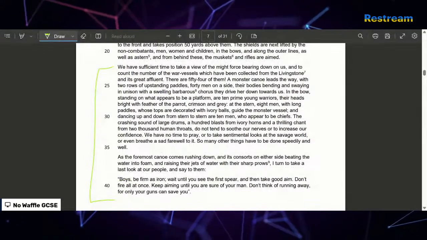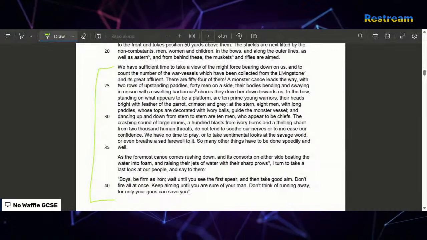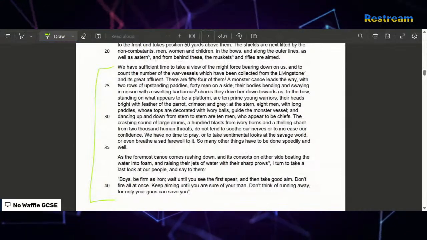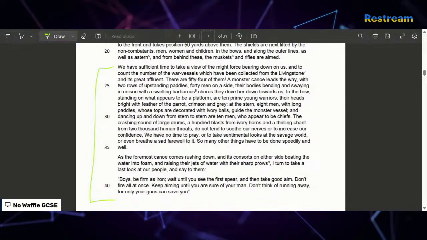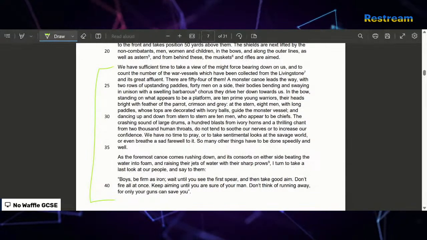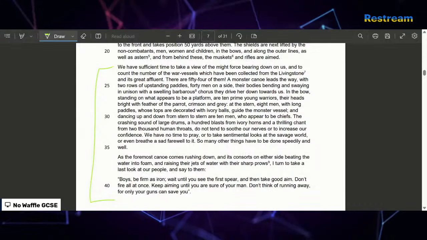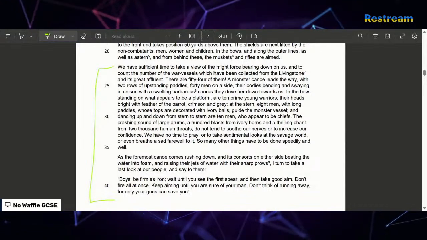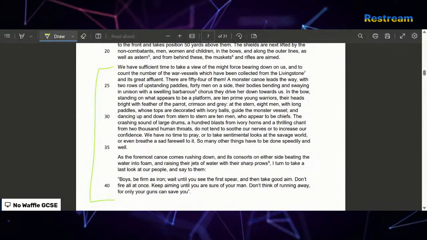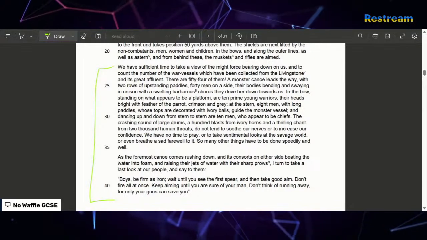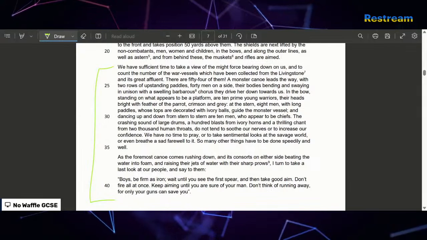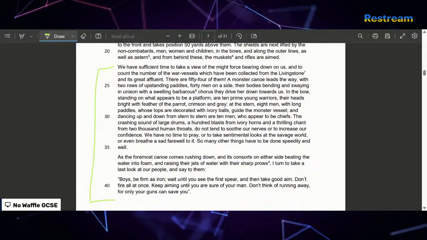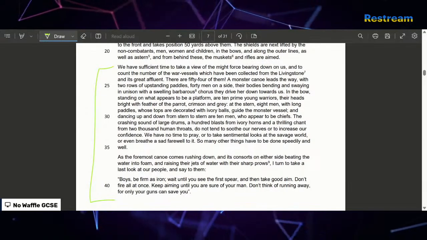We have sufficient time to take a view of the mighty force bearing down on us, and to count the number of the war vessels which have been collected from the Living Stone and its great affluent. There are 54 of them. A monster canoe leads the way, with 2 rows of upstanding paddles, 40 men on a side, their bodies bending and swaying in unison with a swelling barbarous chorus.